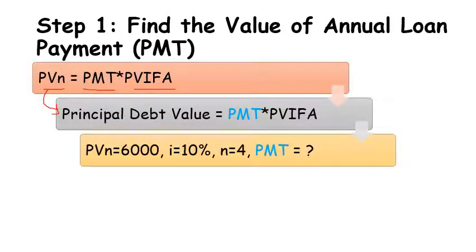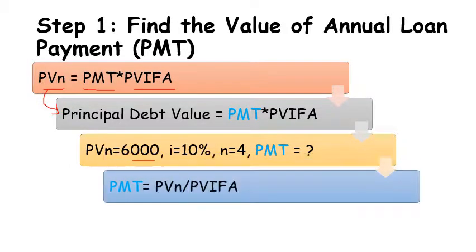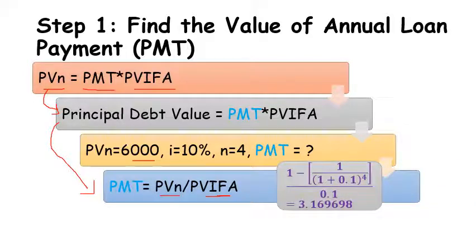So you know that the present value of annuity, or the principal debt value, is 6,000 Egyptian pounds, the interest rate is 10%, and N is 4. So find the amount of payment. We can rearrange this equation to be PMT equals PV of annuity over the present value interest factor for annuity. This factor can be obtained by applying this equation, in which we subtract the term 1 over (1 plus R) to the power N, where R is 10% and N is 4, and divide by 0.1, which is the interest rate. So the present value interest factor at 10% for 4 years will be 3.1698.